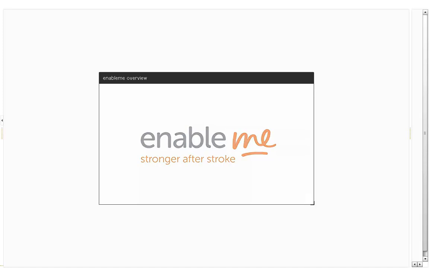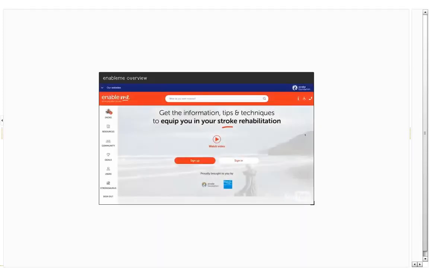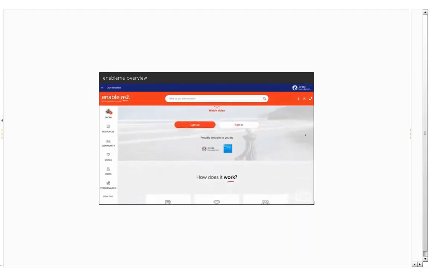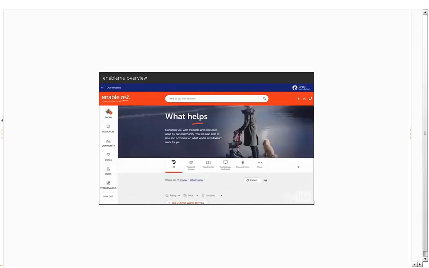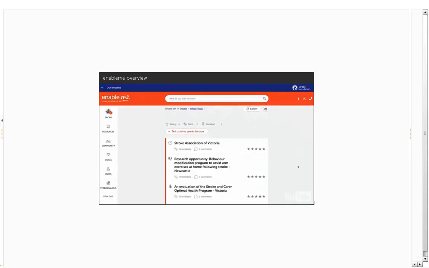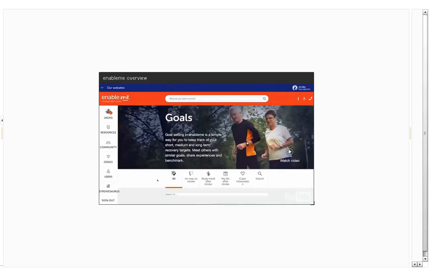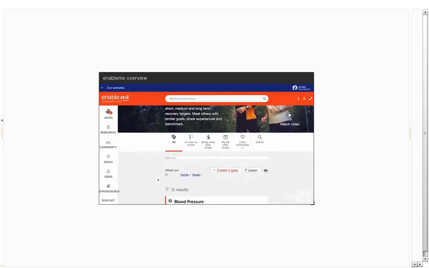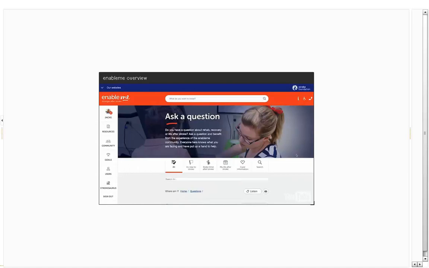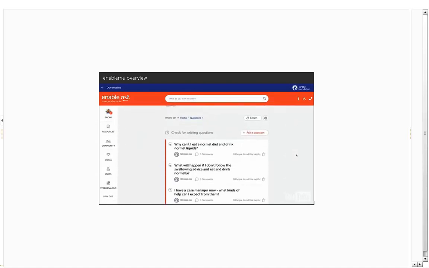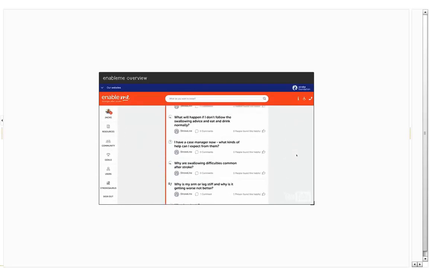Welcome to Enableme. Enableme is a place to talk to and seek support from other people who have been there. It is a place to find resources and information, ask questions, and find the answers that you need. You will also be able to set and work towards recovery goals. It is a place where you can offer support, encourage others, and share your experiences, because you are not alone. You are part of a bigger community of people who stand side by side facing life after stroke.